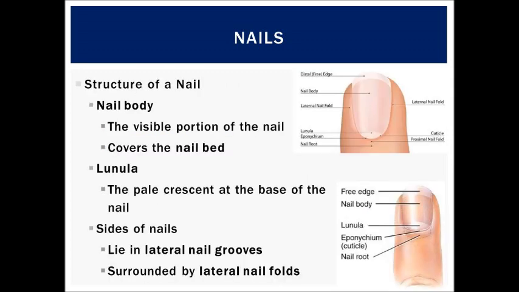For the structure of the nail. First, the nail body. It is the visible portion of the nail, and it covers the nail bed, which is under the nail body. Next structure is the lunula. It is the pale crescent structure at the base of the nail. Next, the sides of nails are surrounded by lateral nail folds.